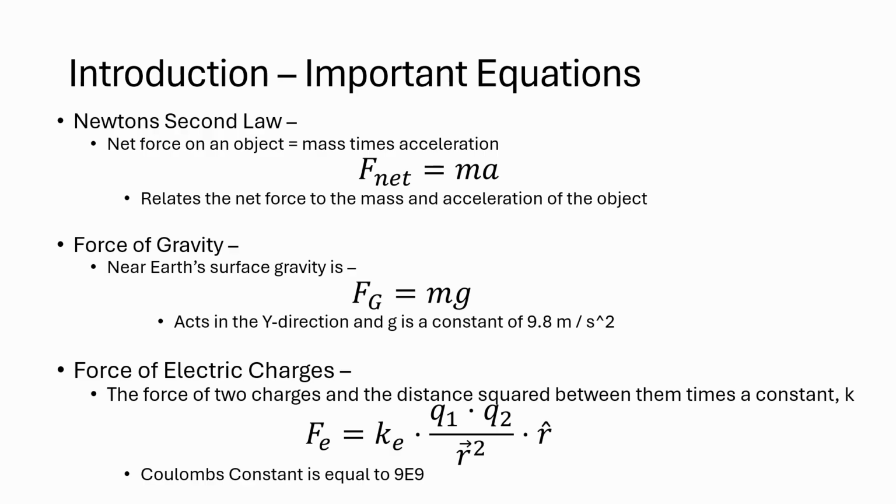The electric force is the force of two charges and the distance squared between them times a constant k. Fe equals Coulomb's constant, which is 9 times 10 to the 9th, times the two charges, over the magnitude of r squared, times r hat, which gives you your force as a vector. If you just multiply by the magnitude of r squared, you get the absolute value, or magnitude, of the force.